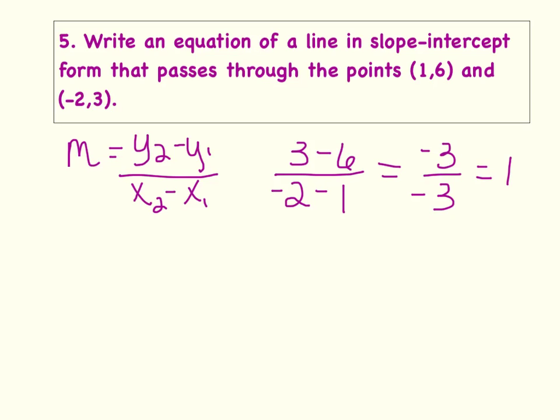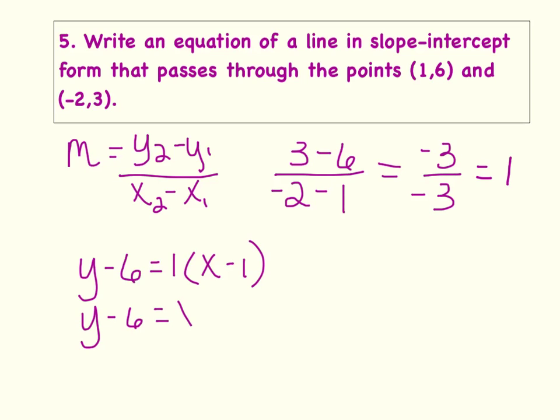Now that we know the point and a slope, we are going to treat this example for the rest of the way just like we did in example number 1. We are going to substitute our values in the point-slope form and then simplify it to the slope-intercept form. So let's begin. I am going to use the first ordered pair 1, 6. So we have y minus 6 is equal to 1 times x minus 1. Y minus 6 equals 1 times x is x, 1 times negative 1 is negative 1.